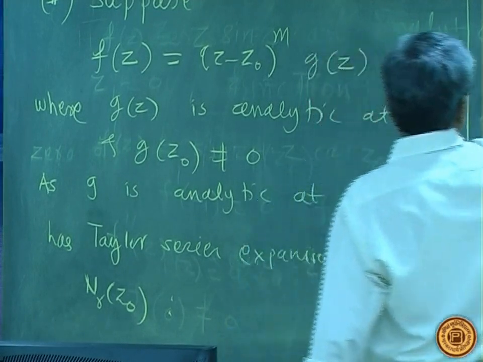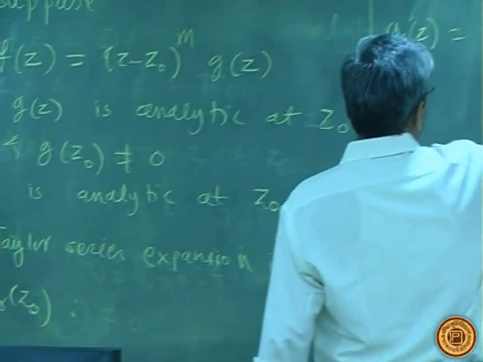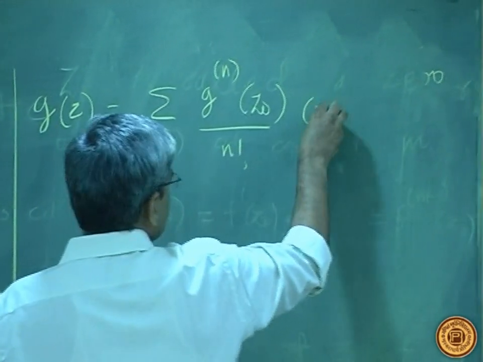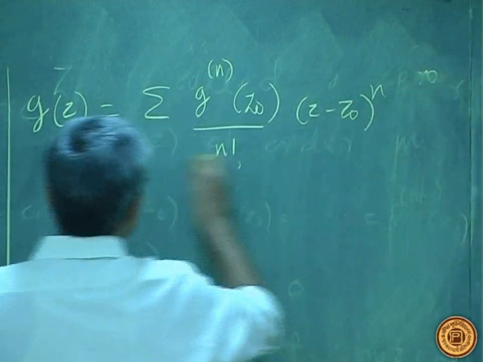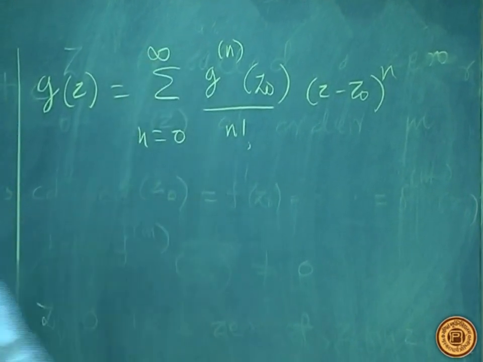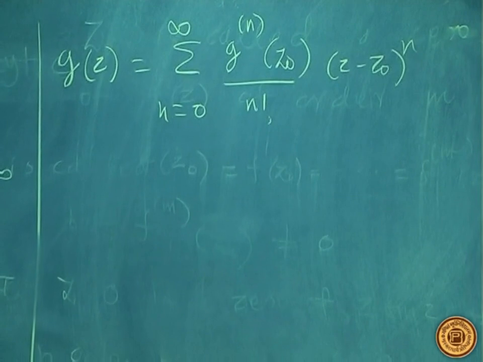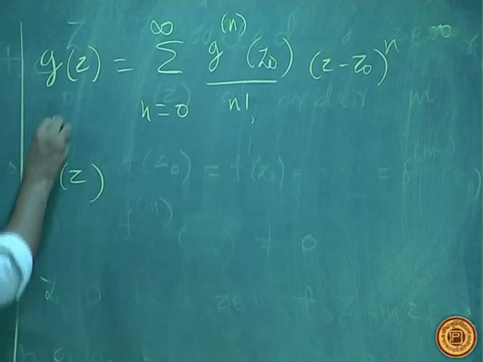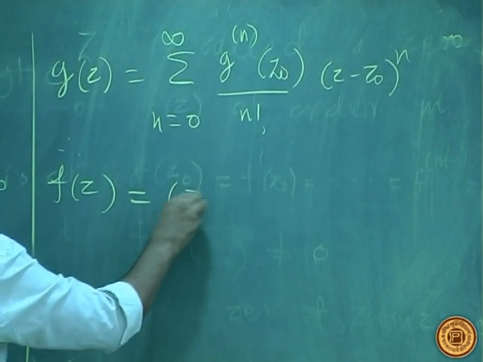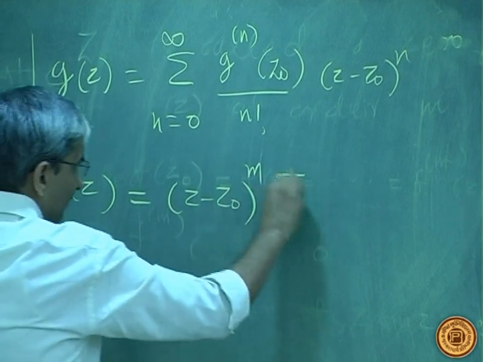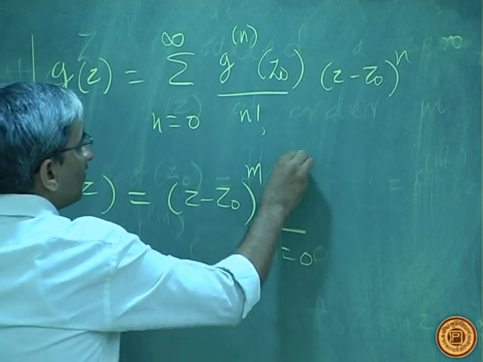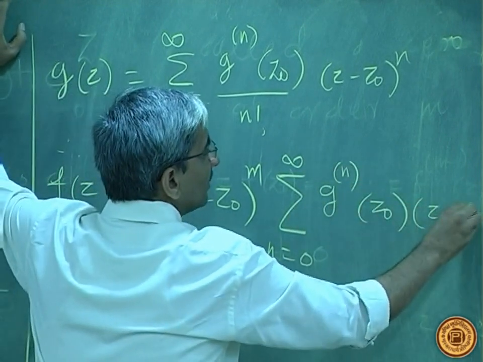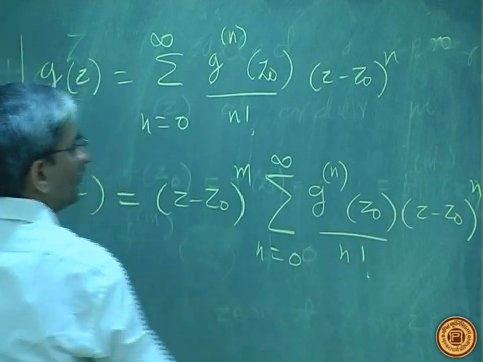So G(z) is equal to the summation, n from 0 to infinity, of the nth derivative at Z naught by factorial n, times (Z minus Z naught) to the power n. Now if you put it here, this G, then what is F(z)? Therefore F(z) is (Z minus Z naught) to the power m times the summation n from 0 to infinity, nth derivative at Z naught, (Z minus Z naught) to the power n upon factorial n.